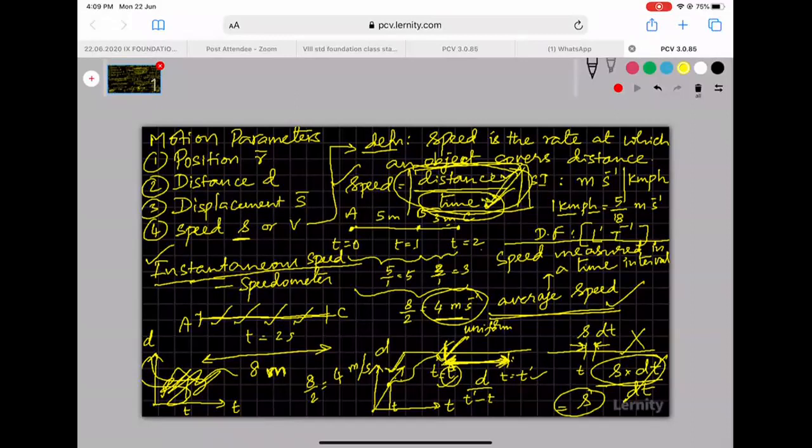Average speed is measured as distance by time. Average speed is that speed measured in a time interval. Instantaneous speed is that speed measured at an instant. There is a basic difference between those two. All right. So what can we say about speed now?